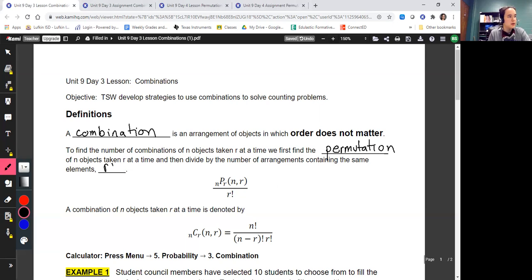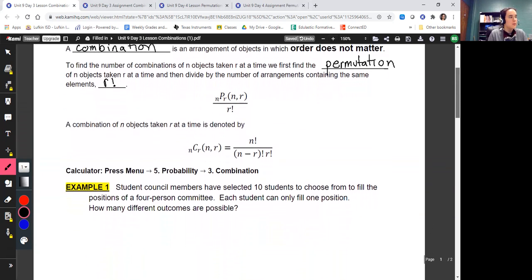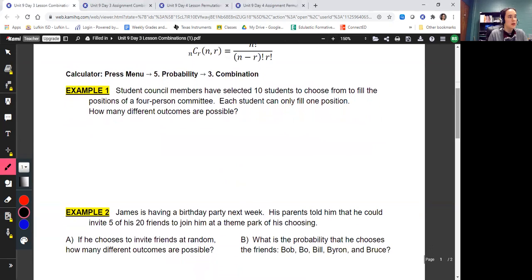And our formula used factorials. So when we are finding a combination, we are taking out the extra repetitions by dividing by our factorial. So today, when we're dealing with combinations, we are going to use the calculator instead of a formula.